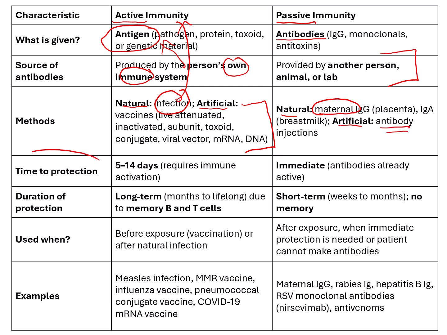The time to protection and duration is very interesting. For vaccinations, for instance, it takes time to become protected against that pathogen, but it gives you long-term protection because of those memory cells that are formed. Whereas in passive immunity, as soon as you get those antibodies, you are immediately protected, but it's short-term because those antibodies don't last that long. Maybe weeks to months, there are no memory cells formed for the future.